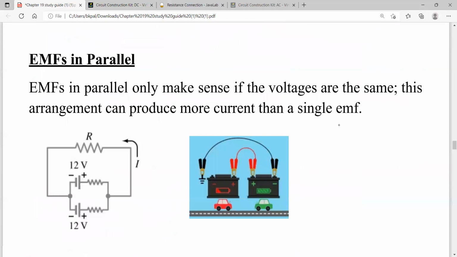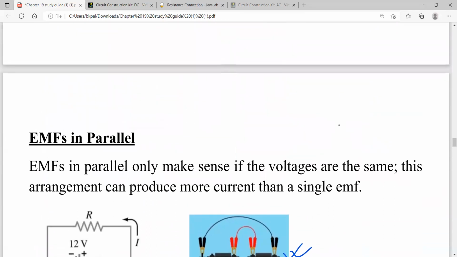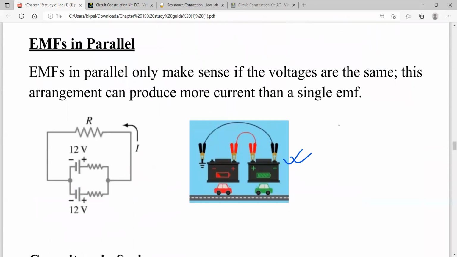All right. So this is basically the example of the last slide. Somehow it is here. The EMFs connected in parallel should be on the last slide.